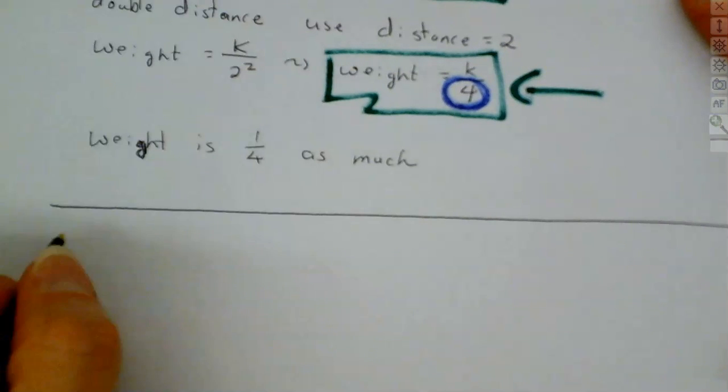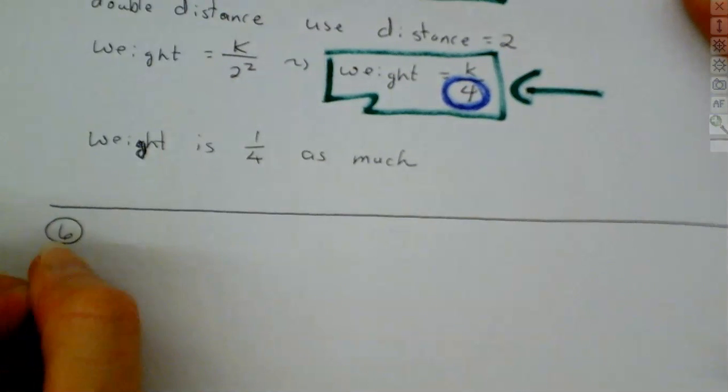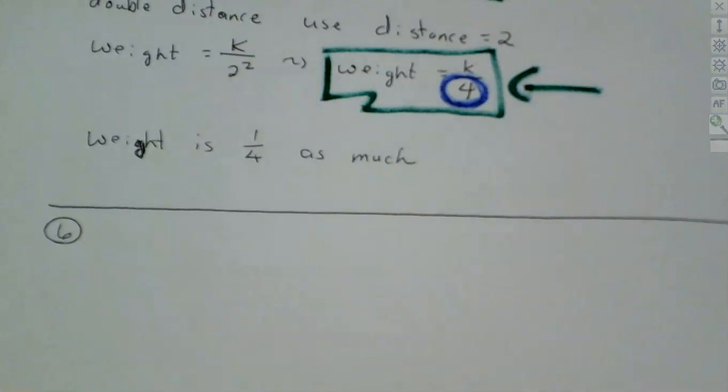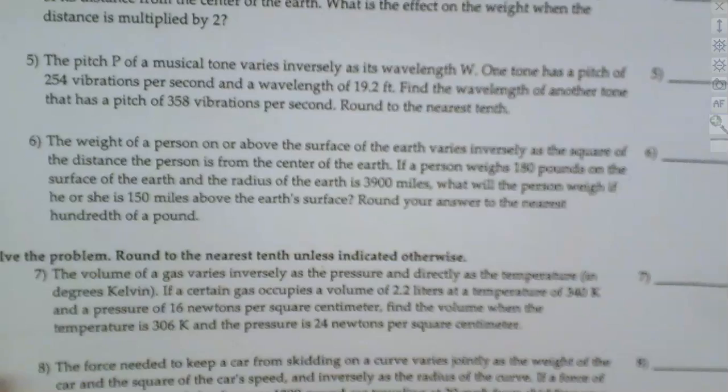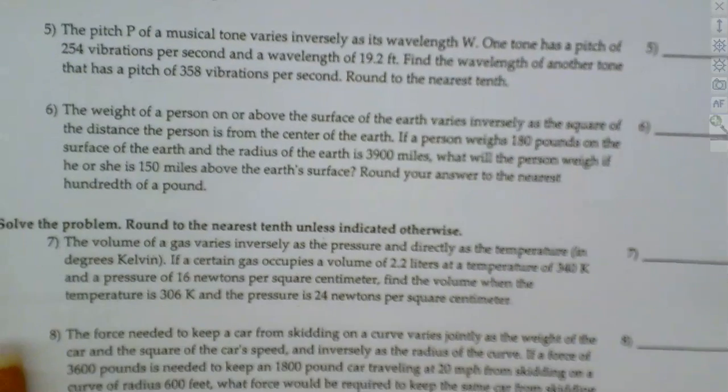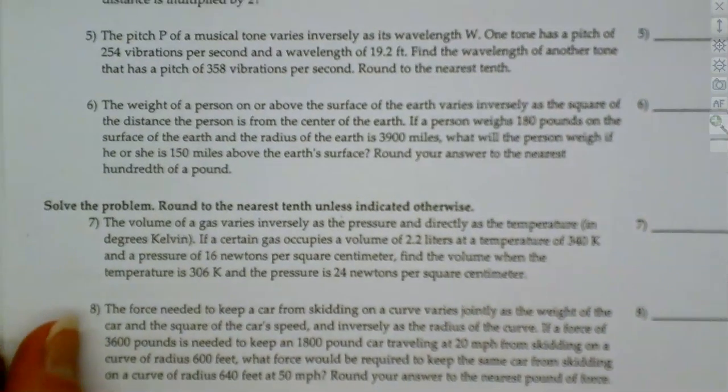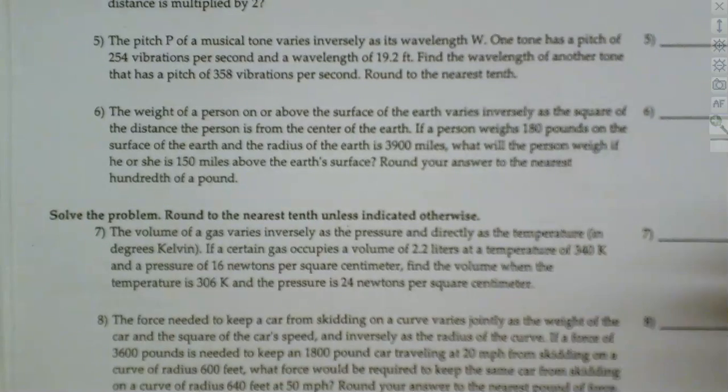Question 6 is next. And question 6 is a joint variation question. Oh, wait, sorry, 7 is the joint variation. One of these is joint variation. 8 is. Yeah, 8 we'll look at later, but 8 is joint variation. So let's look at question 6 first. Question 6 is inverse.